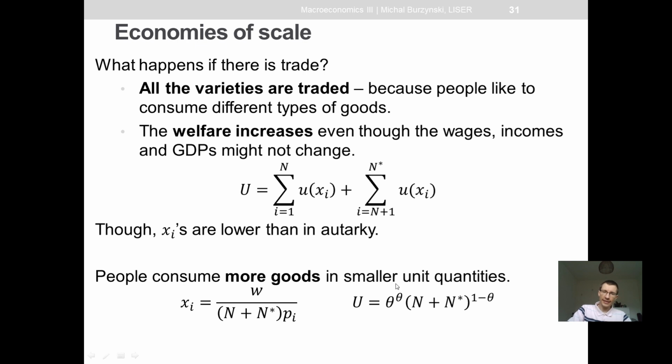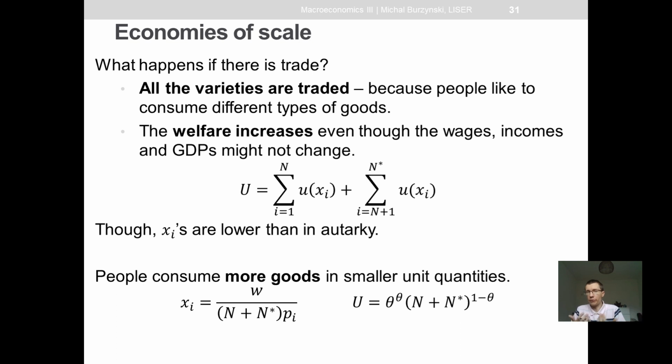Note that this is true in Krugman's model, even though the wages, incomes, and GDPs are not changed. We say nothing about technology differences between countries. We say nothing about the endowments in terms of the factors of production between countries. We abstract from everything here. The only motivation for international trade in Krugman's model is the fact that people have different preferences.